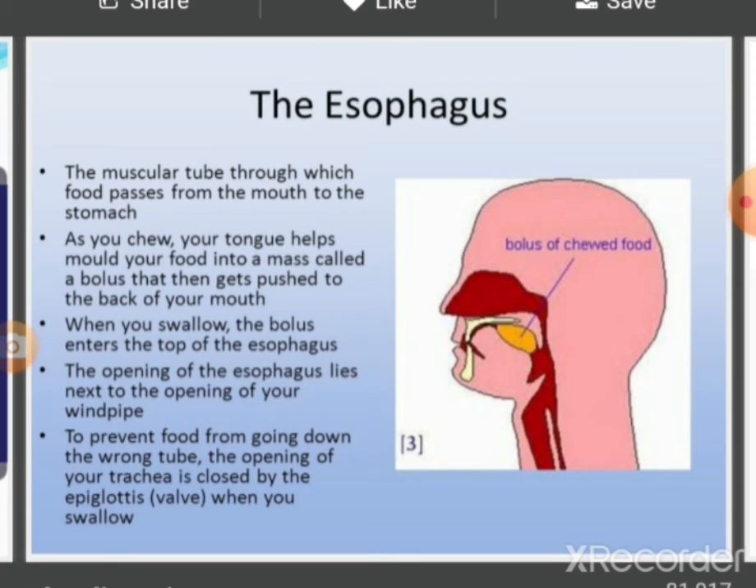Okay, the opening of the esophagus lies next to the opening of the windpipe. To prevent the food from entering the windpipe, there is an opening in our trachea, and it is generally closed during the swallowing of our food, and that is known as the epiglottis, right?